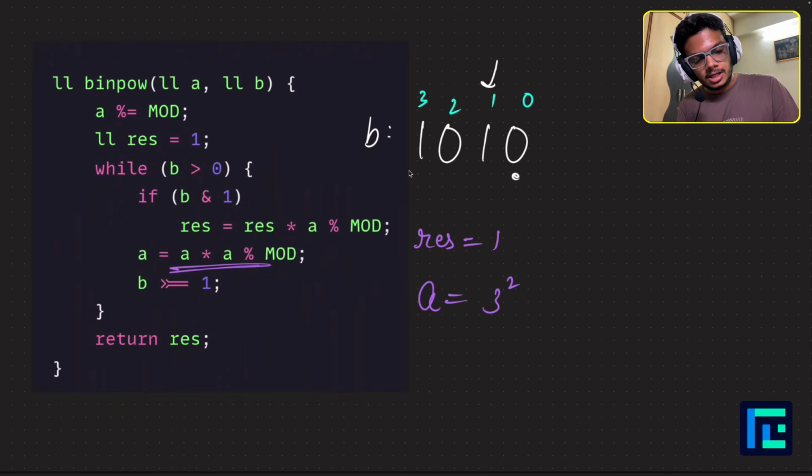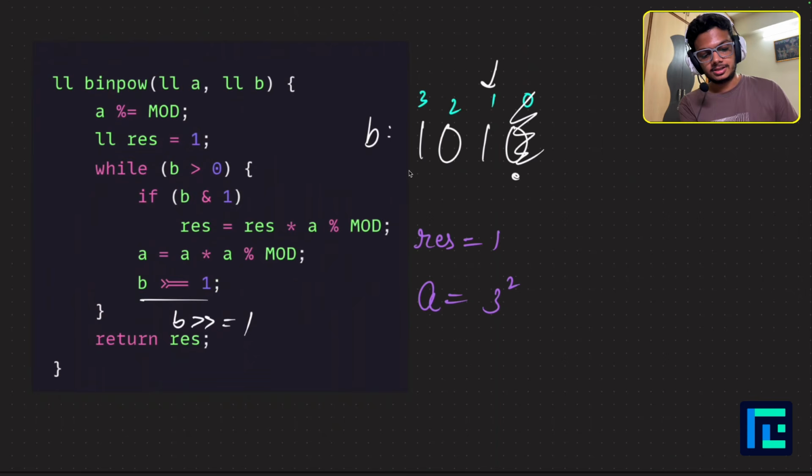Fine. Now how do you move to the next bit? You just right shift the number by 1, right? So this scary looking thing is nothing. This is just b right shift equals 1. So I'm just right shifting everything by 1. So effectively the number now becomes like this. Now is b greater than 0? Yes, it is still greater than 0. Now is the 0th bit set? So effectively the 0th bit here will be the first bit.